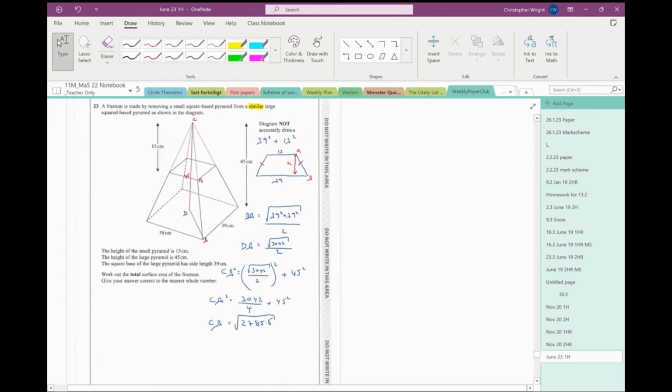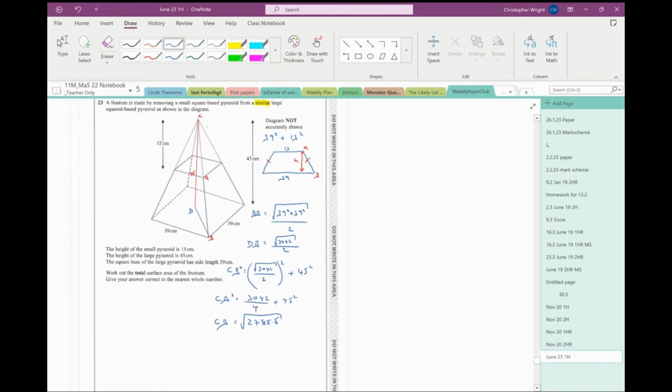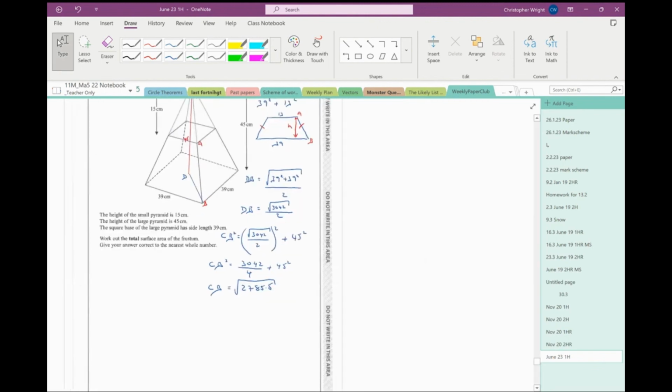Okay, so now I know what CB is. That means I can find AB, because AB will be 2/3 of CB, because the top square base of the pyramid is 1/3 of the whole length, isn't it? So what is going to be left, AB, is 2/3. So I've got AB equals 2/3 of the square root of 2785.5. So now I know AB.